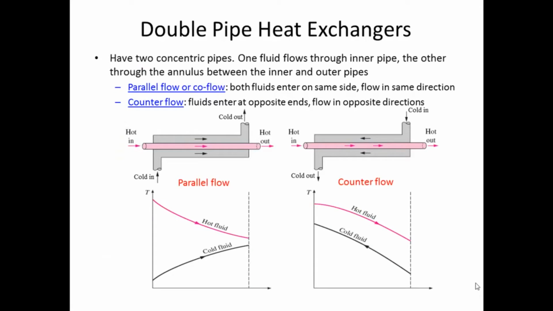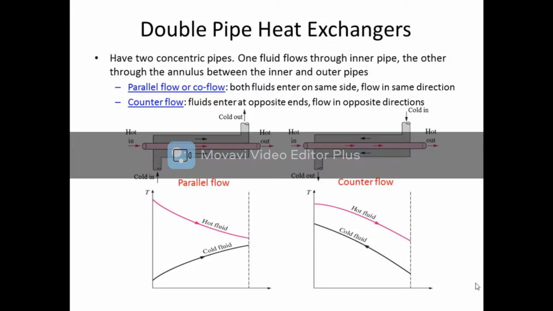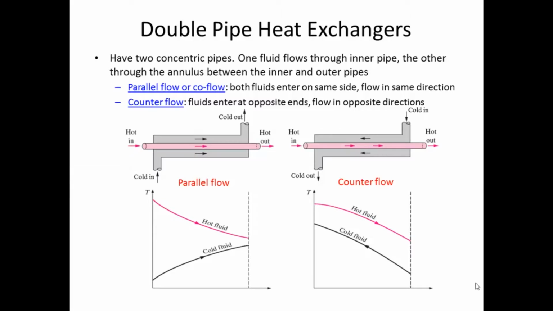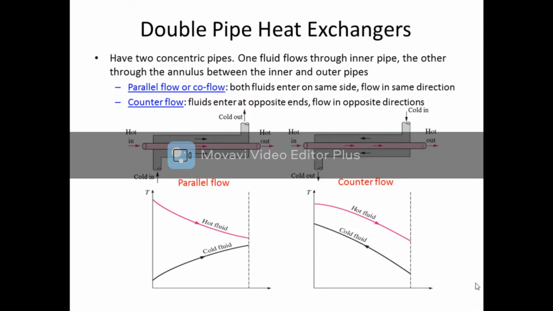The simplest type of heat exchanger is what we call a double pipe heat exchanger. As the name indicates, it's made of two concentric pipes. One fluid will be flowing through the inner pipe and the other one will be flowing through the annulus between the inner and the outer pipes. This is shown in the diagrams given below. The double pipe heat exchanger can be of two types based on the direction of fluid flow.